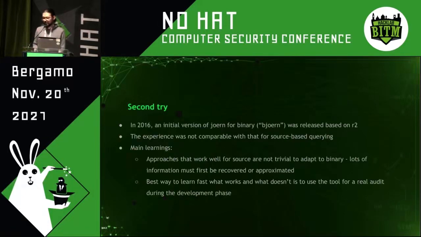So if you've followed our work over the past years, there used to be what's called Björn, so binary Jörn. That was based on R2. But the experience was not comparable to what you have with source code. Essentially what we did there was we imported the disassembly and then started writing queries and realized, oh wow, you can't just take something for source code and then import a binary and expect similar kinds of results. And so the main learning for us at that point was that it's hard to adapt these approaches to binary. It's not trivial.